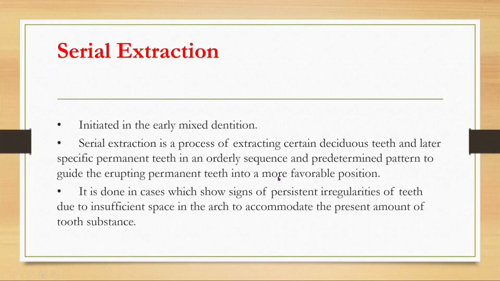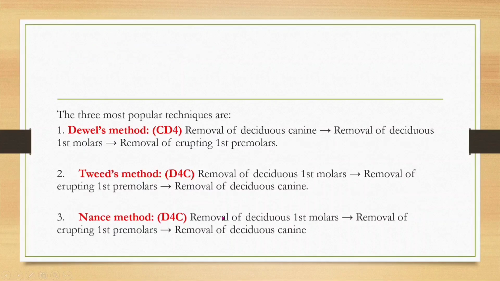It is done in cases which show signs of persistent irregularities of teeth due to insufficient space in the arch. Okay, so there are most commonly three methods: Dewel's method, Tweed's and Nance method. Dewel's is CD4: first the deciduous canine, then the deciduous first molar, after that the first premolar. Tweed's and Nance is almost the same: first molar, then first premolar, after that canine.